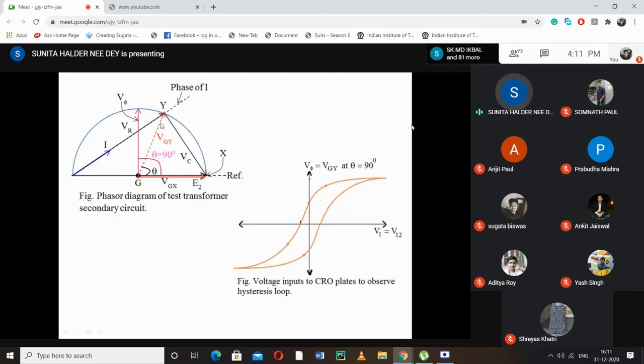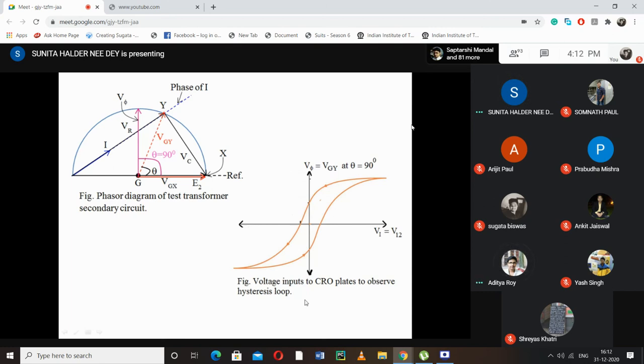When this theta is 90 degrees, this VGY will be V phi, that means a voltage proportional to phi as well as in phase with phi. So if we want to plot it in the oscilloscope, on the X plate we shall give Vi equal to V12, which we can get from the circuit, and V phi equal to VGY, with the condition that theta equals 90 degrees. Understood this?